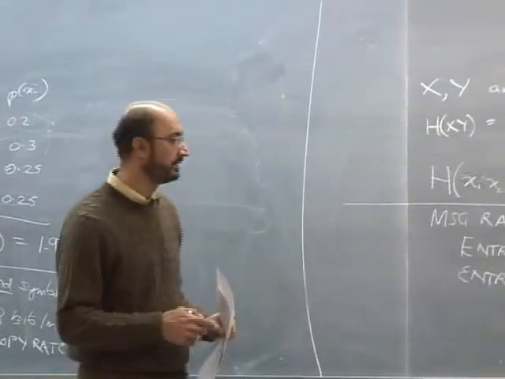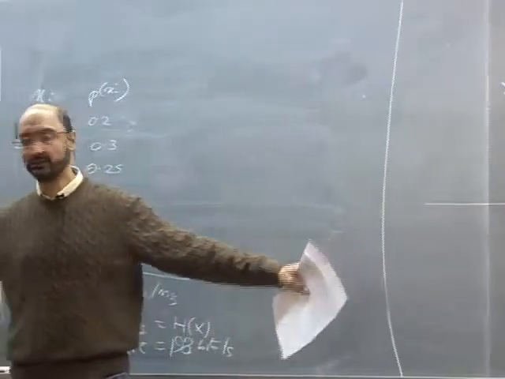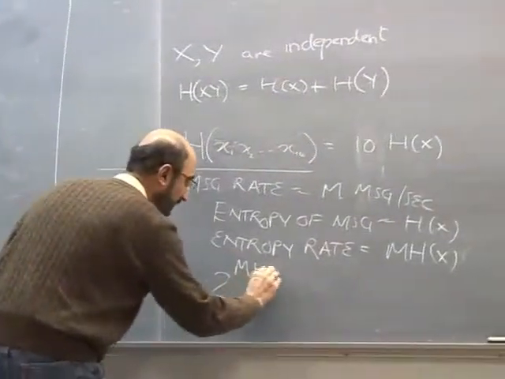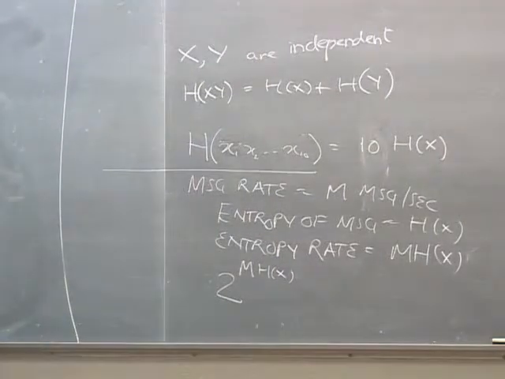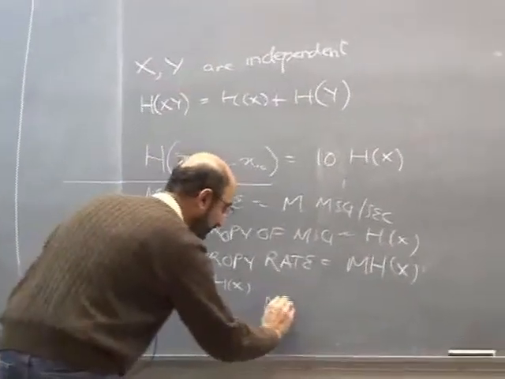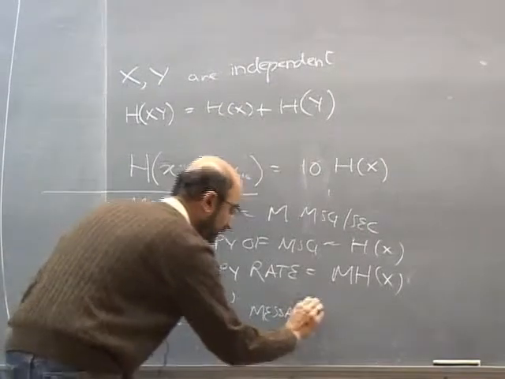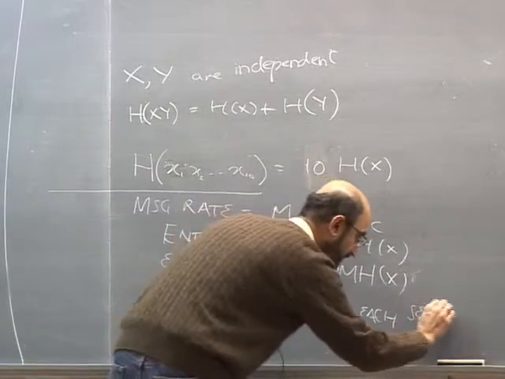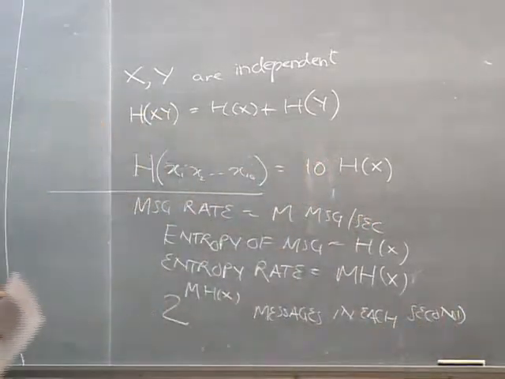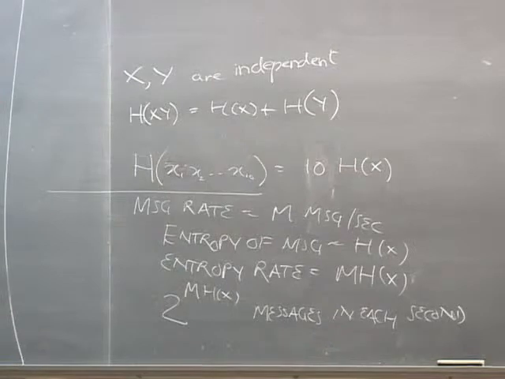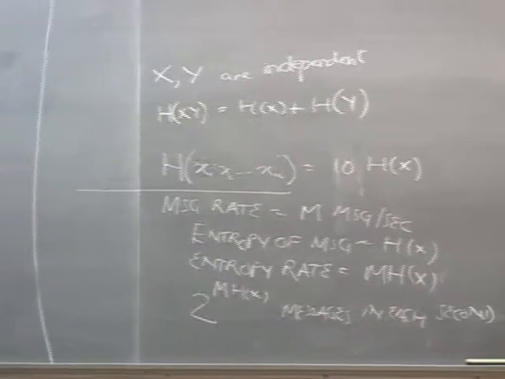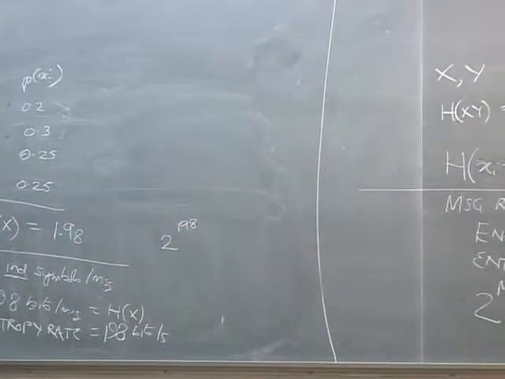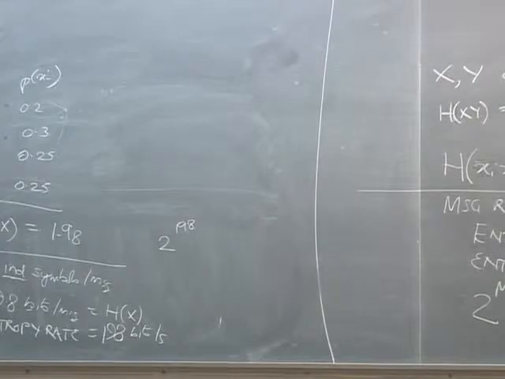Secure bond, okay, which means that you can't have any more than this, which is going to be 2 to the power mhx messages per second. Oh, sorry, messages in each second. Okay, so in 1 second, how many different messages could you possibly be sending? The answer to the second one is going to be 2 to the power 198. You could be sending as many as 2 to the power 198 distinct messages in just 1 second.